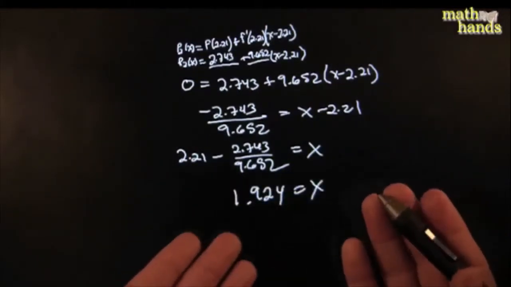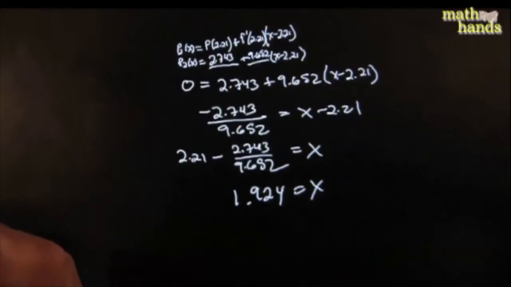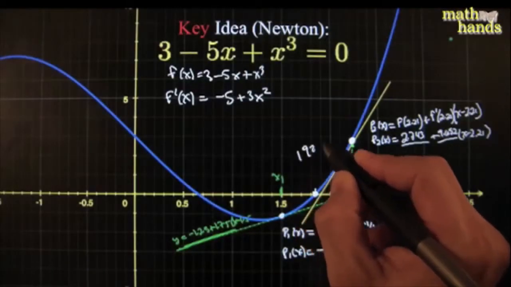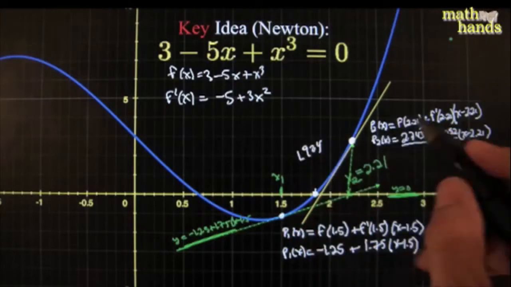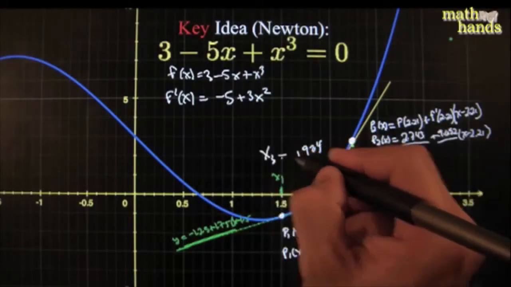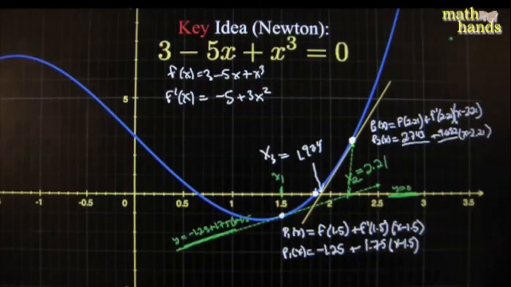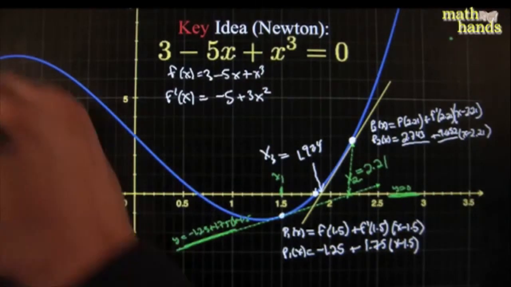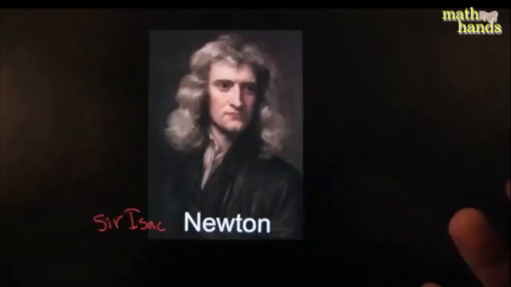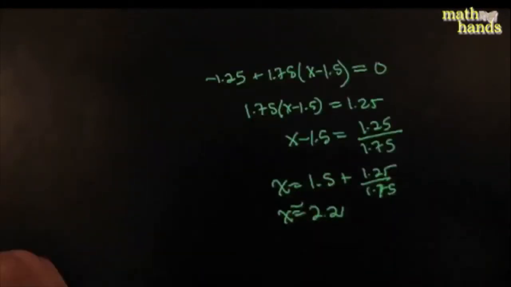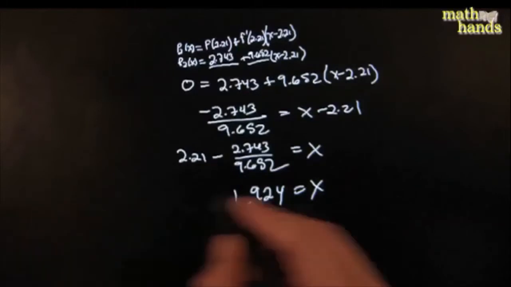What did we do? What does that mean on the picture? That means that our second approximation, this one right here, is 1.924 approximately. That would be my third approximation, x3, right there. You could barely see it. And guess what I'm gonna do next? Oh, my buddy Newton, genius, Sir Isaac Newton. Yeah. All right, let's do it again here.